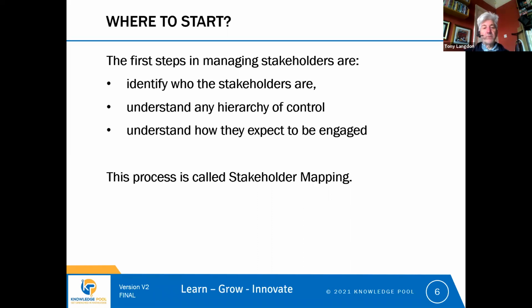This process of finding the stakeholders, understanding who is in charge of those stakeholders, and understanding how the stakeholders and their management expect to be engaged is a process called stakeholder mapping. We're basically trying to draw a map of who's affected by the project, who controls those people, and how they are going to be engaged so that we can engage with them efficiently.